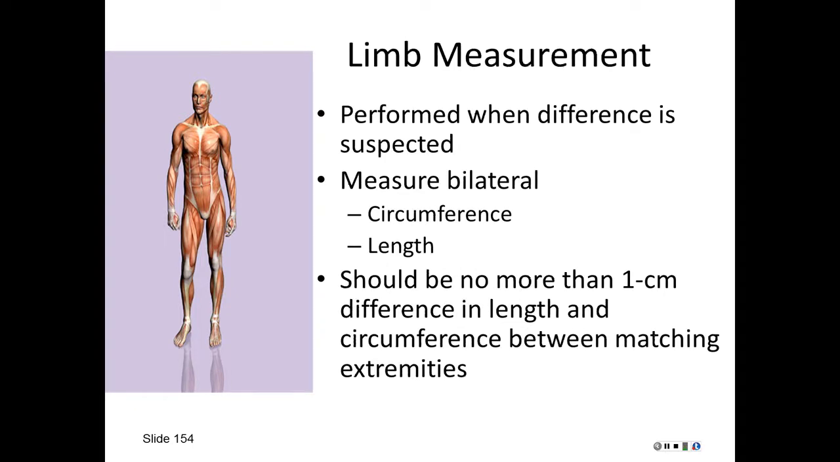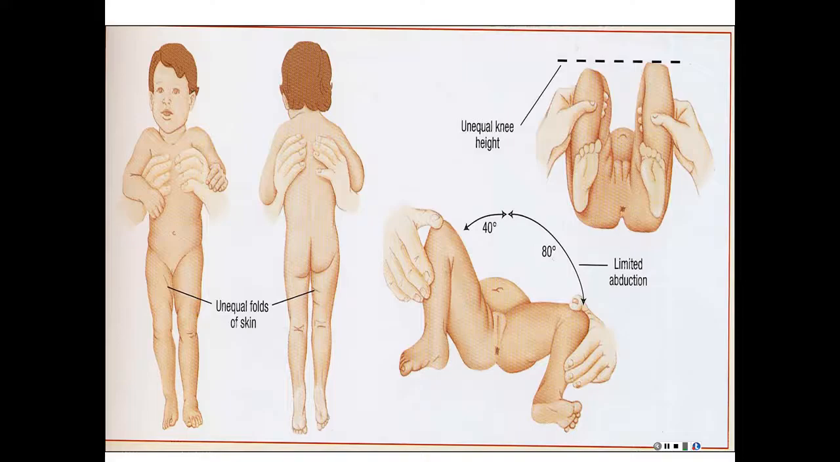Limb measurement is performed when a difference is suspected. You want to measure bilateral circumference and length of the legs. There should be no more than 1 centimeter difference in length and circumference between matching extremities. There's going to be a little difference in extremities, and nothing's going to be done about 1 centimeter. But any more than that, they might put a lift in the shoe of the shorter leg. They're not going to do a whole lot about differences in arm extremities.